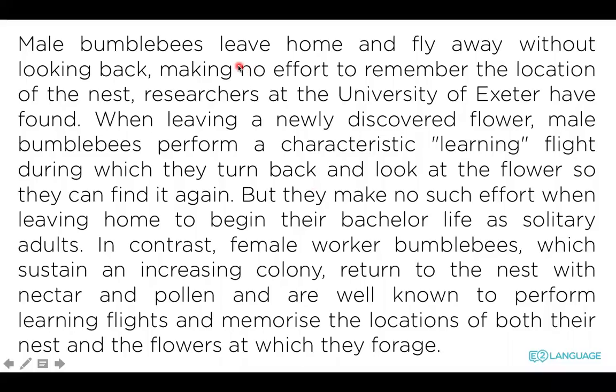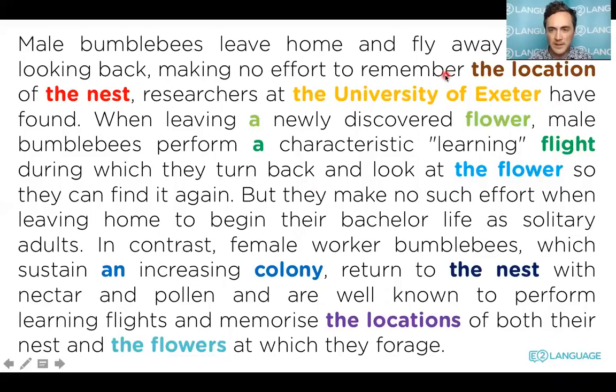Right. If you haven't got them all, that's okay. Let's have a look. I don't know about you, but this is what I got. I got the location. I got the nest. I got the University of Exeter, or it could have been just the university. I got a flower, a flight, the flower. I got a colony, the nest, the locations, the flowers. So we can see here that each article has a corresponding noun, okay? That's the most basic rule.